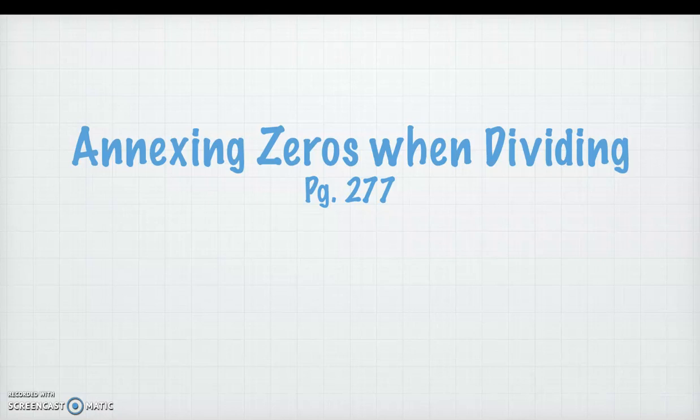Today we're going to learn how to annex zeros when we are dividing. Whenever we were dividing, sometimes we actually had a remainder, and when we wrote down the remainder, we wrote it down as R.2, R.5, depending on what is our remainder. Today our lesson is going to be that we don't want a remainder, but we want to continue dividing. Now, how are we going to continue dividing when we have a remainder?